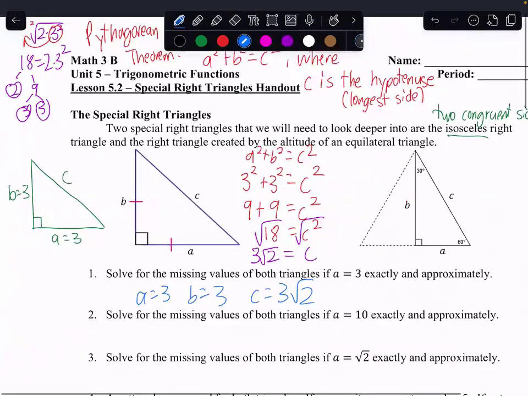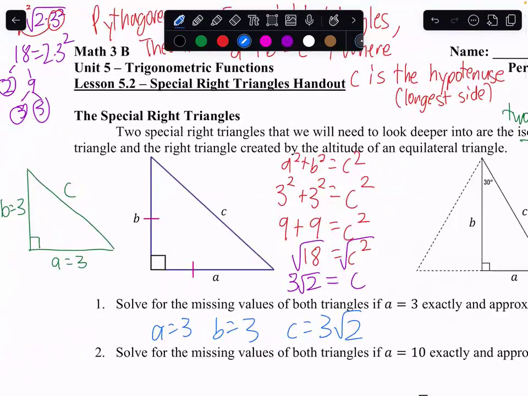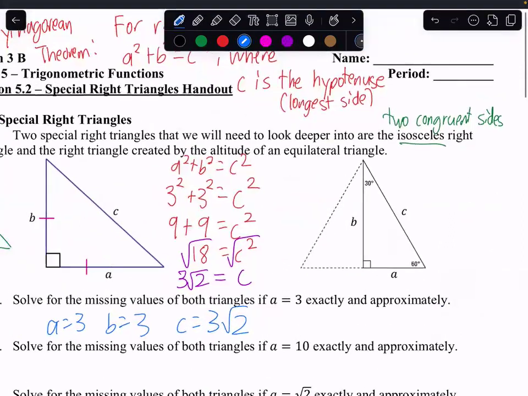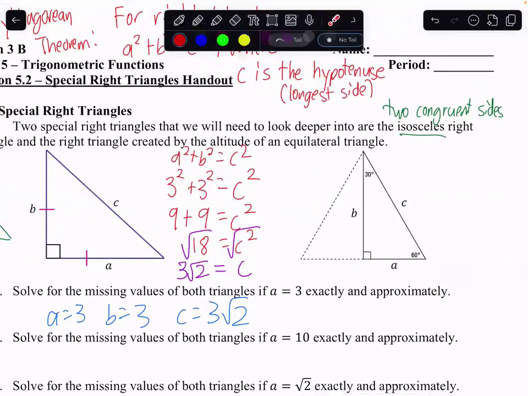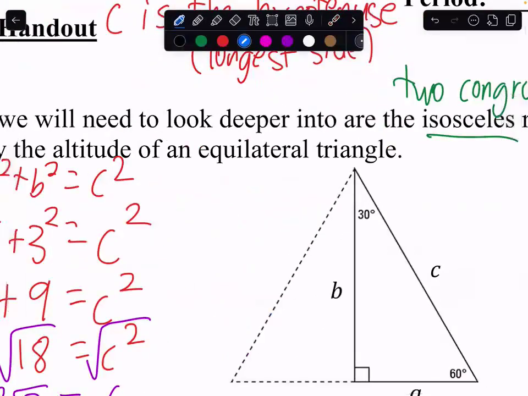So that's a way of calculating the side lengths for an isosceles right triangle. We also want to learn one other type of special right triangle. This is the right triangle created by the altitude of an equilateral triangle. There's a lot going on in that description. First, equilateral means three sides congruent. All three sides are congruent in an equilateral triangle.